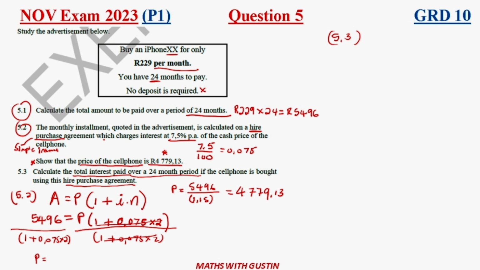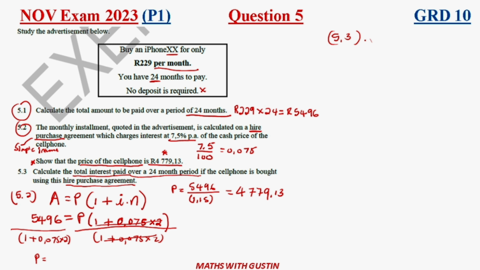Okay, so calculate the total interest paid. So now they want us to calculate the total interest paid. This is the total amount paid over and above the original price of the phone without the interest. So what are they asking us?